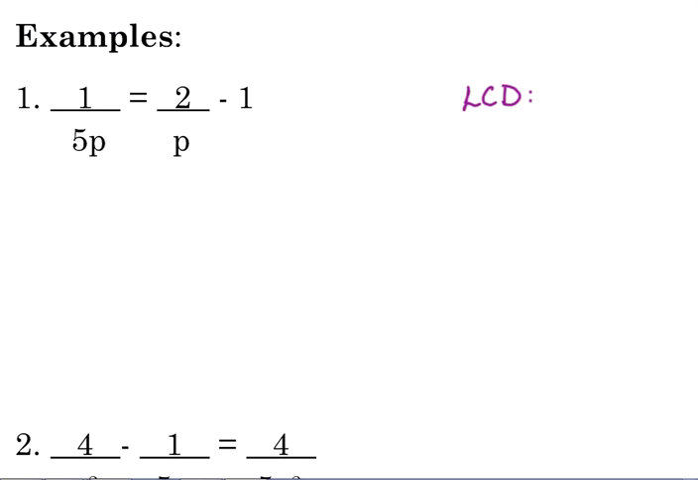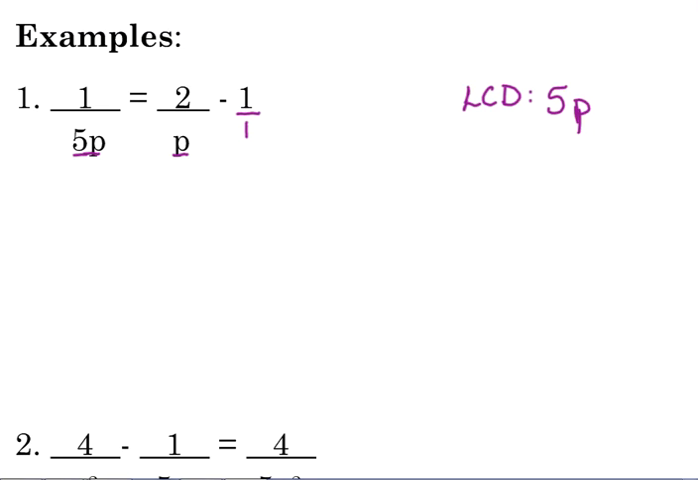So LCD, if we look at our denominators, we've got 5p in the first one, we've got p in the second one. Don't overlook this last fraction. It doesn't have a denominator. For practice and for recognizing it, go ahead and put it over 1. I know it's redundant, but it will help you later on down the road. So our least common denominator is 5p. Okay, what do they all have in common? But we want to keep it as small as possible.